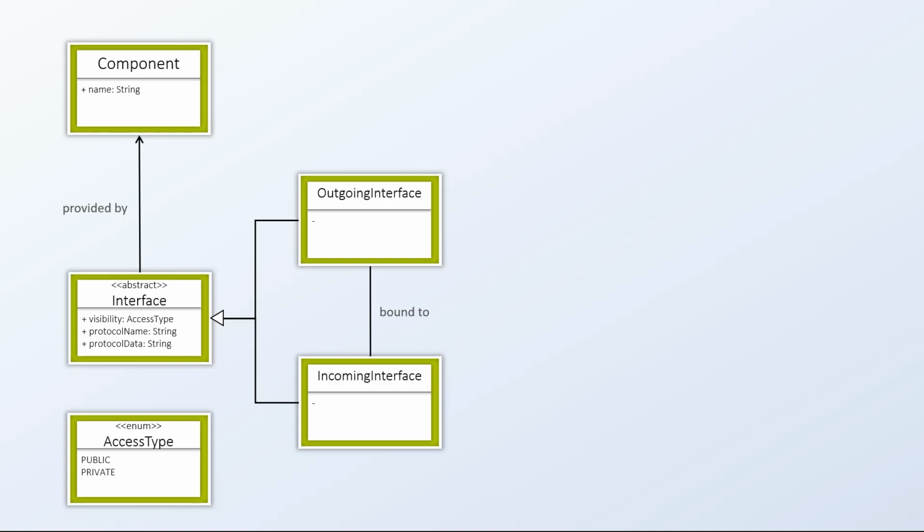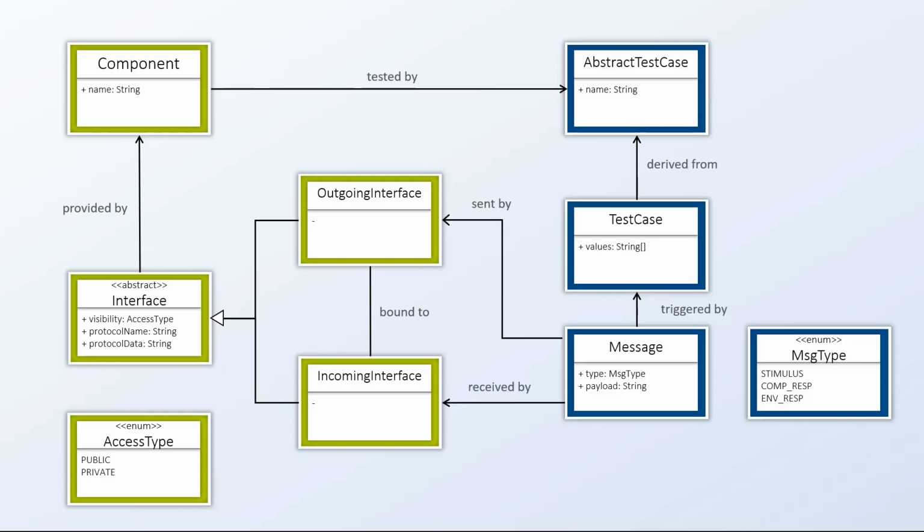Therefore, we introduce the unit test-based interaction meta model that contains information about the components and their behavior. On the one hand, we have the static information about the component, the interfaces they provide, and we distinguish these interfaces between outgoing and incoming interfaces that are bound to each other. On the other hand, we also have test information about the abstract test cases that test the components, the concrete test cases that are derived from the abstract test cases by providing actual values, and the messages that we observed during test execution that were sent to and received by the components' interfaces.